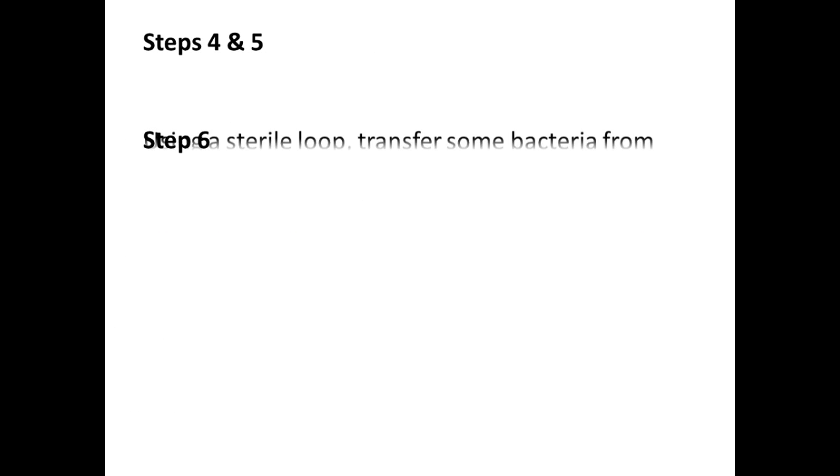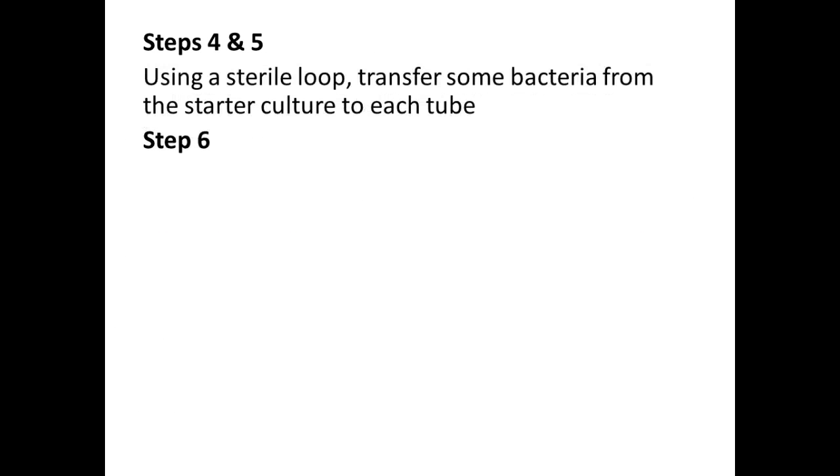Steps 4 and 5. So using a sterile loop, we have plastic sterile loops in your guys' bins. You're going to transfer some bacteria from a starter culture that I'm going to give you into each one of your tubes, right? Both tubes are going to need to have it, and at this point there's no difference between the tubes, so you can use the same loop, right? No sense wasting loops.